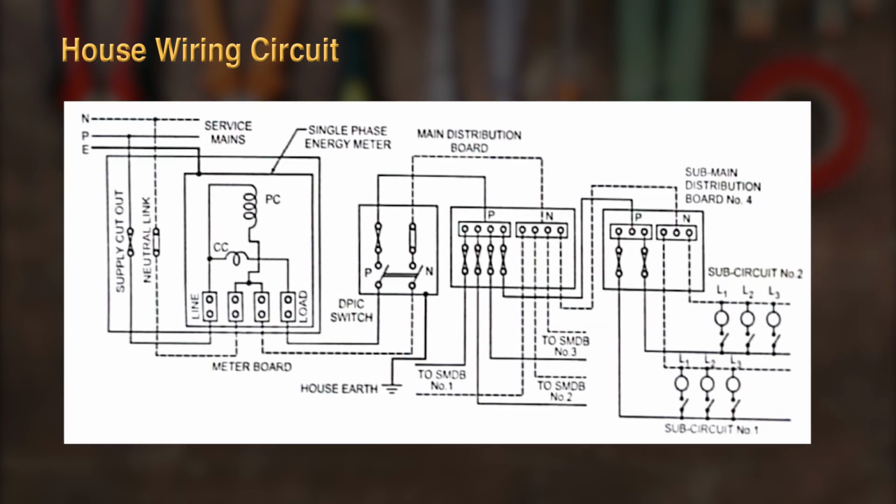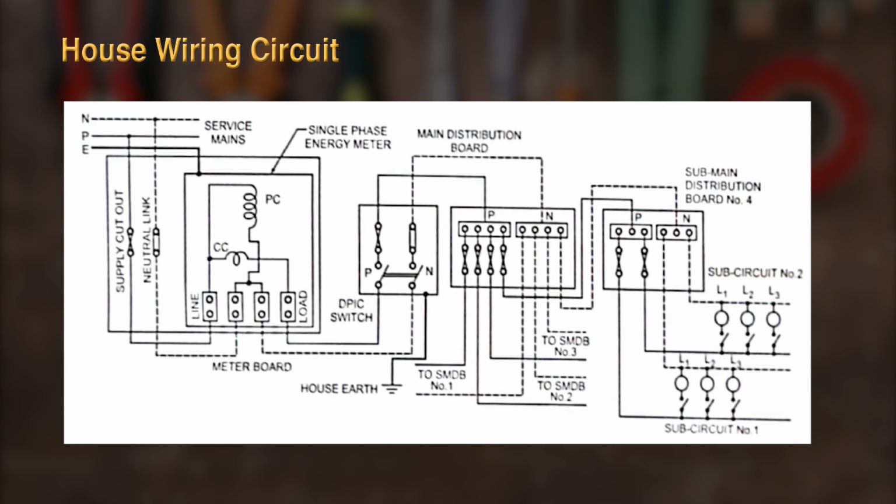Here you can see the house wiring circuit. There are 3 wires, phase, neutral and earth, and these service mains are connected to the meter board. The meter board basically has this single phase energy meter, and you can also see that phase and neutral are coming through this supply cutout and the neutral link. Then this meter board is connected to the main distribution board, and from the main distribution board different sub distribution boards are connected.